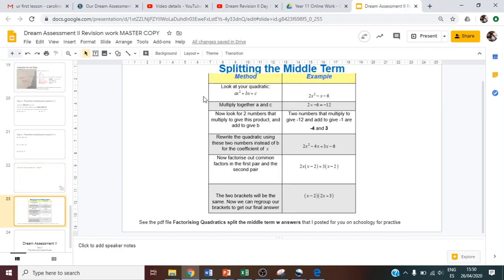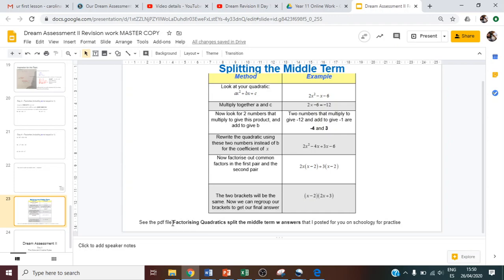the middle term. Now here's your reminder of how to split the middle term, so another example that you can go through. Here's the quadratic. You can multiply a and c together, so 2 times -6, and then look for 2 numbers that multiply to give this product and add to give the middle term. So it's all explained again here for you, just like I've just done.